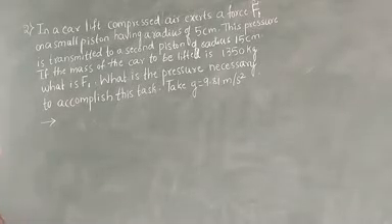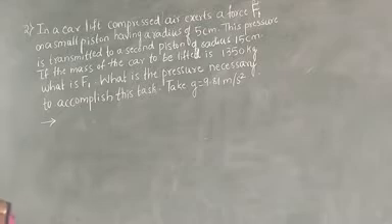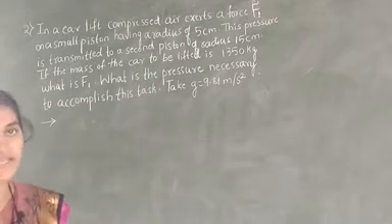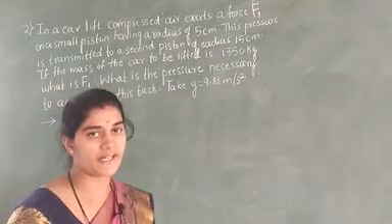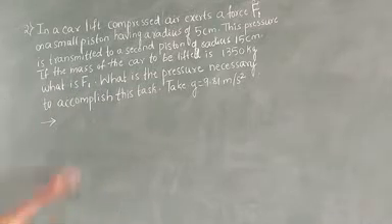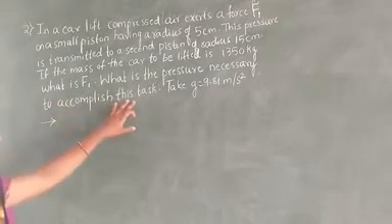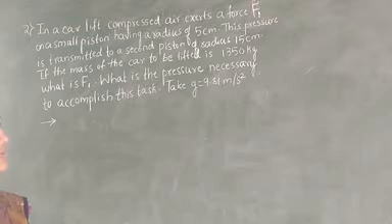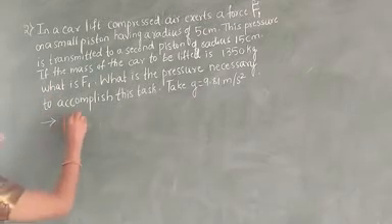In a car lift, the compressed air exerts a force F1 on a small piston having a radius of 5 cm. This pressure is transmitted to a second piston of radius 15 cm. If the mass of the car to be lifted is 1350 kg, what is F1? Next, what is the pressure necessary to accomplish this task? Given that g is equal to 9.81 meter per second square. In this condition, we have to calculate the value of the force F1. F1 is equal to question mark.